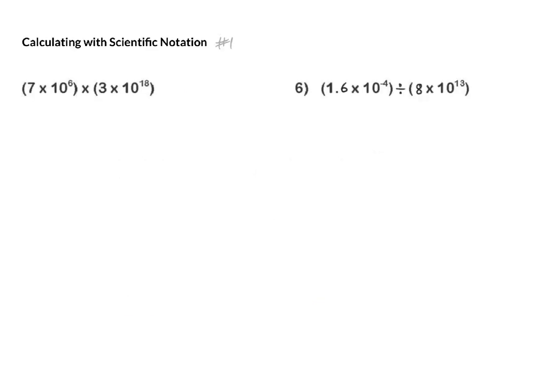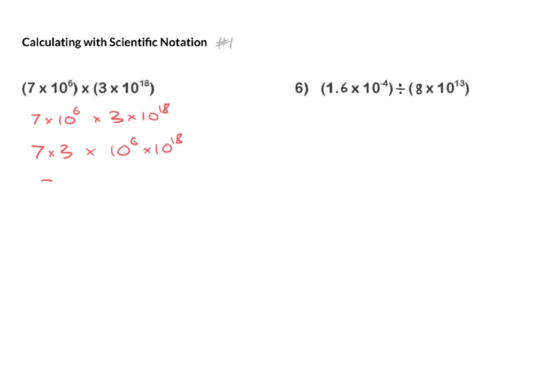Calculating with scientific notation, multiplication is easier than division with these. If we look at the first one, quite often they're presented in brackets, as we see here. But if you think about it, those brackets aren't actually doing anything. So what I really have is 7 multiplied by 10 to the 6, multiplied by 3 times 10 to the 18. Now you should know when you multiply, you can change the order. It does not change the result. If I had 2 times 3, it's the same as 3 times 2. So I can switch the order here, and what I've actually got is 7 multiplied by 3, multiplied by 10 to the 6 times 10 to the 18.